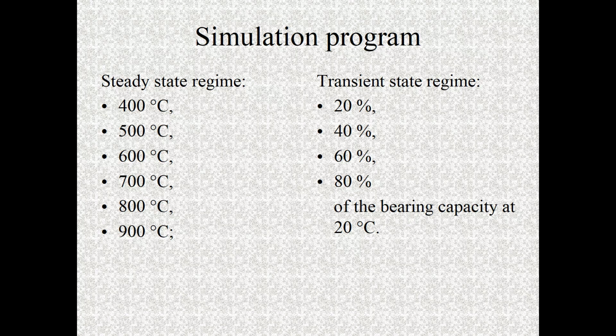For the steady-state heating regime, the 6 listed heating temperatures have been considered, while for the transient-state heating regime, 4 listed loading levels have been considered. It has always been assumed that the temperature of all structural components is the same in their whole volume during the analysis.